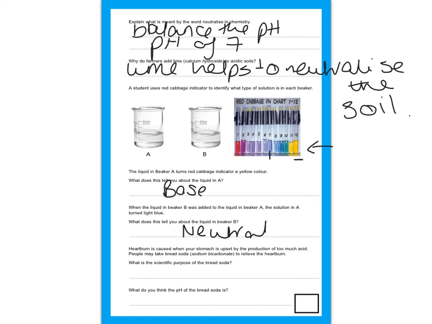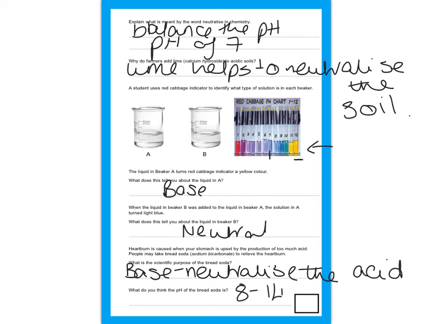Heartburn is caused when your stomach is upset by the production of too much acid, and people may take bread soda to relieve the heartburn. What's the scientific purpose of the bread soda? It is a base, so it neutralises the acid. And it's asking me, what do you think the pH of the bread soda is? It's anywhere from a pH of 8 to 14. It's in the basic range.